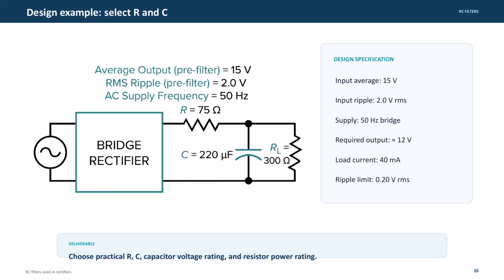Because this is a bridge rectifier, the ripple frequency is 100 Hz. The supply diagram shows the final component values, but we will derive and verify them step by step.